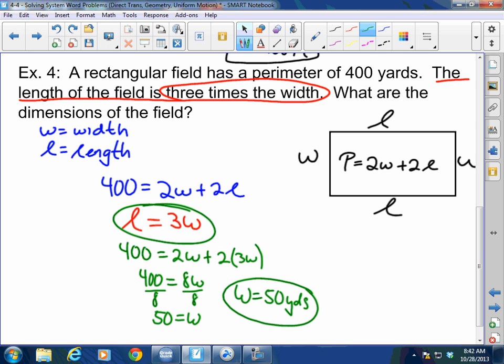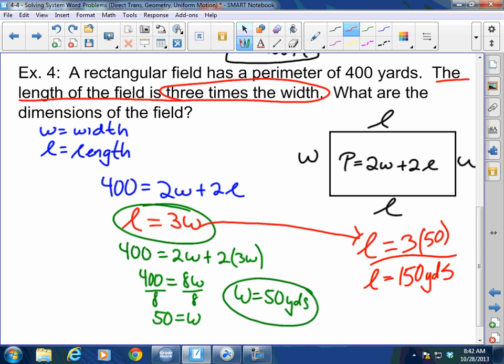Now I want to find length. Well, it's real easy because we already know what length is. Length is 3 times the width, and the width is 50. So my length is 150 yards. And there you go. You found the width and you found the length. Does that make sense to everybody? Yes? Okay, give me 1 second.